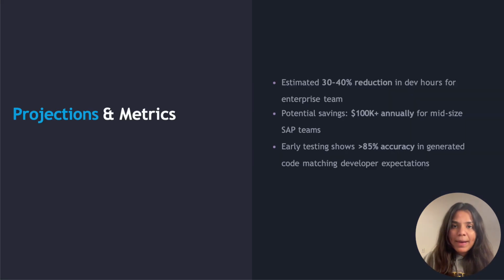In terms of impact metrics, we project a 30 to 40% reduction in total development hours for teams using the tool. That translates to over $1 million in annual savings for a mid sized development team. And in early trials, we are already seeing over 85% accuracy in code generation.